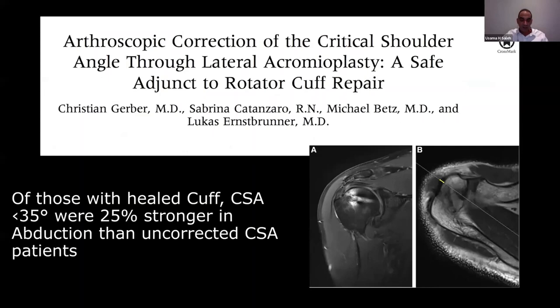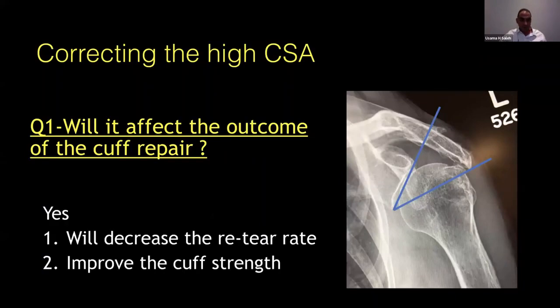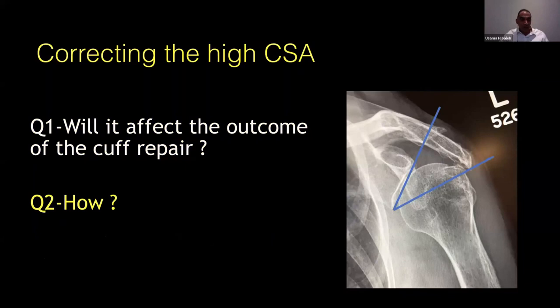And it's not only the re-tear rate, it's affecting the strength of the cuff after healing. So again, another study from Christian Gerber, he did a correction of the critical shoulder angle and looked at the patients who had a healed cuff. He found that the patients with a critical shoulder angle less than 35 degrees had 25% stronger abduction compared to the patients with uncorrected critical shoulder angle. So the answer to our first question is yes. If you correct the critical shoulder angle, you will decrease the re-tear rate of the cuff and you will improve the cuff strength.